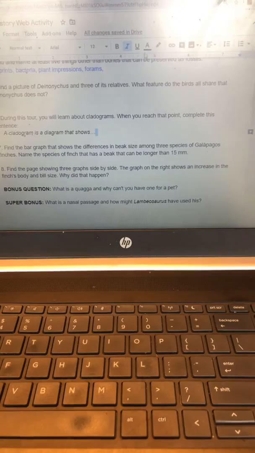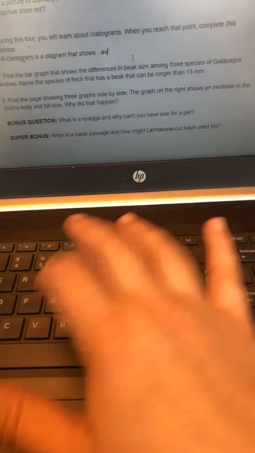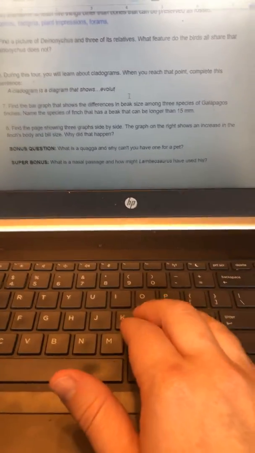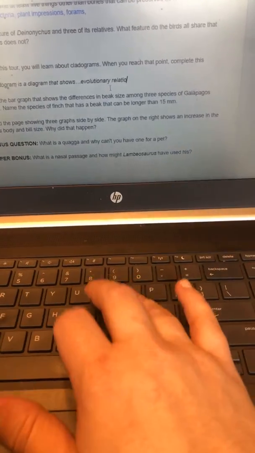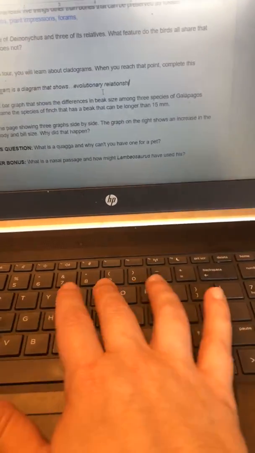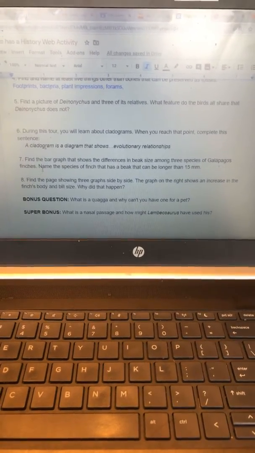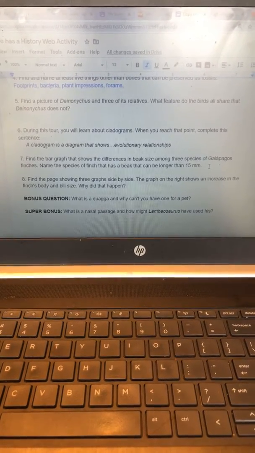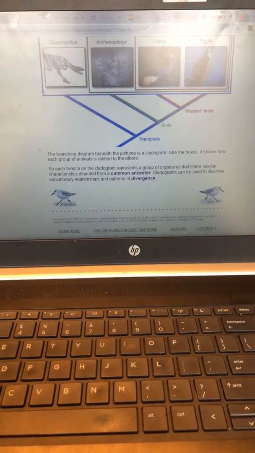Sorry, one hand typing. Okay, find the bar graph that shows the difference in beak size among 3 species of Galapagos finches. Name the species of finch that has a beak that can be longer than 15 millimeters. All right, so let's go to the next one.